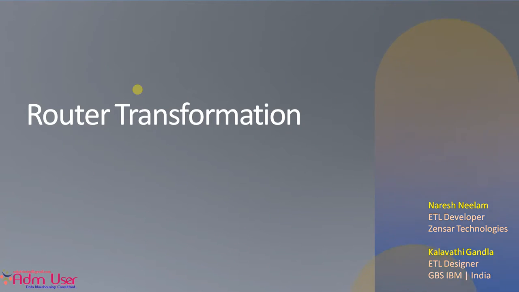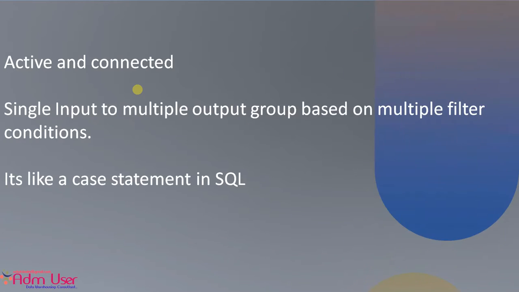Now we will discuss router transformation in Informatica. Router is an active and connected transformation. Why is it active? Because the number of incoming rows and outgoing rows can be changed.